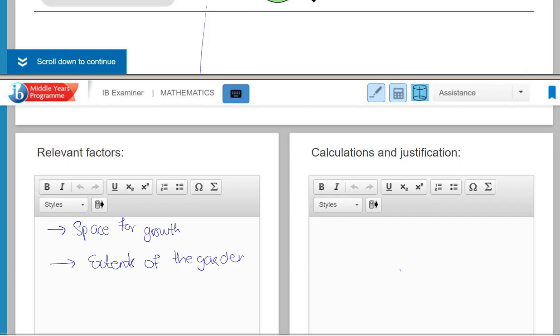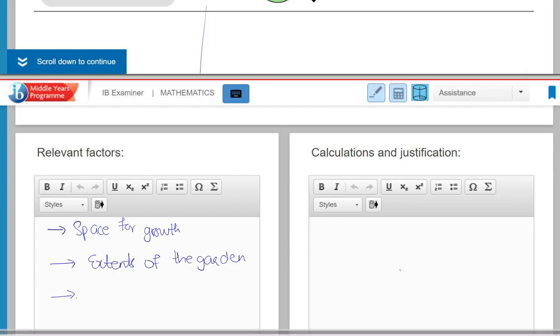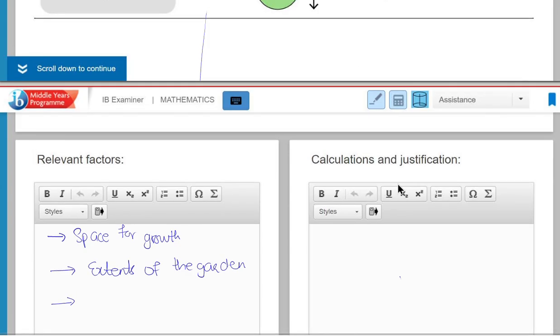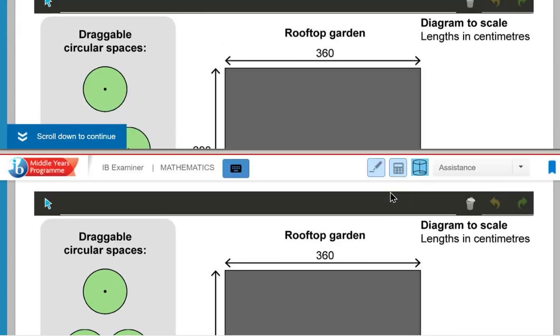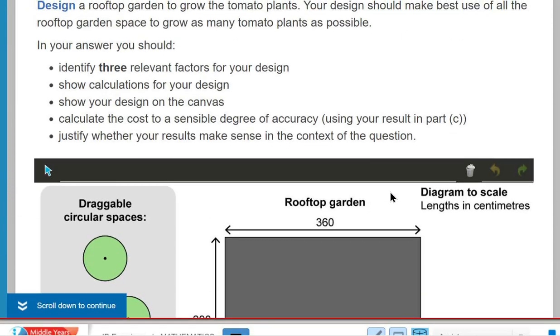And thirdly, if you look at it, a circular space for each tomato plant to grow. Okay, that's for the growth part, and that's the extents, or let's say the length of the garden. That can be the value.